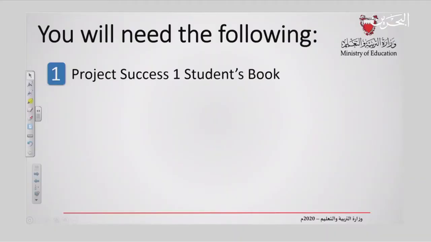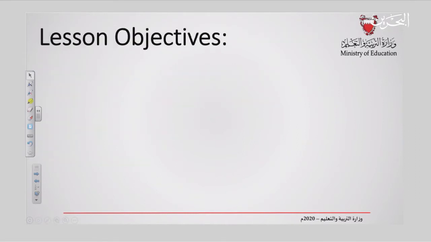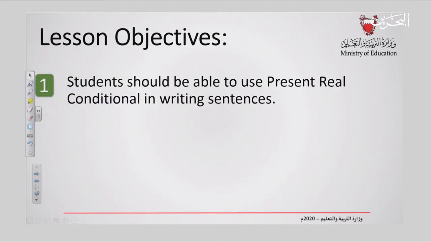Number 1, Project Success 1 student's book. Number 2, a notebook or a piece of paper. Number 3, a pen or a pencil. Number 4, a dictionary. Lesson objectives.